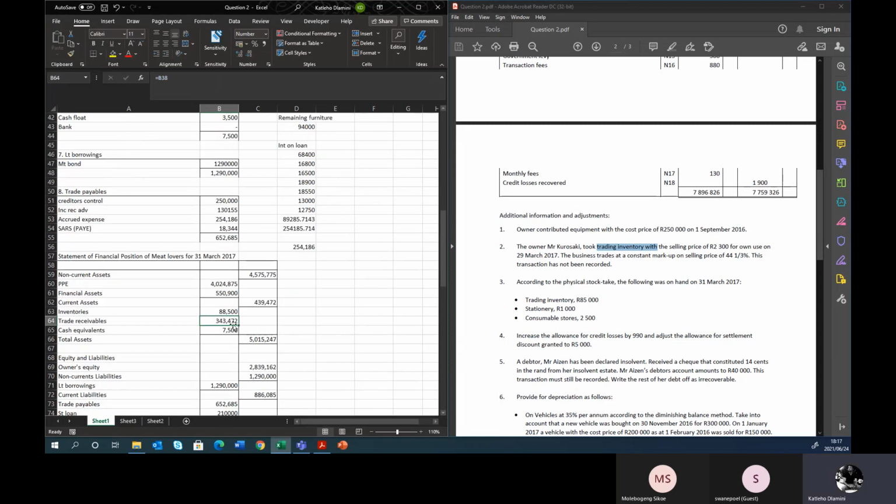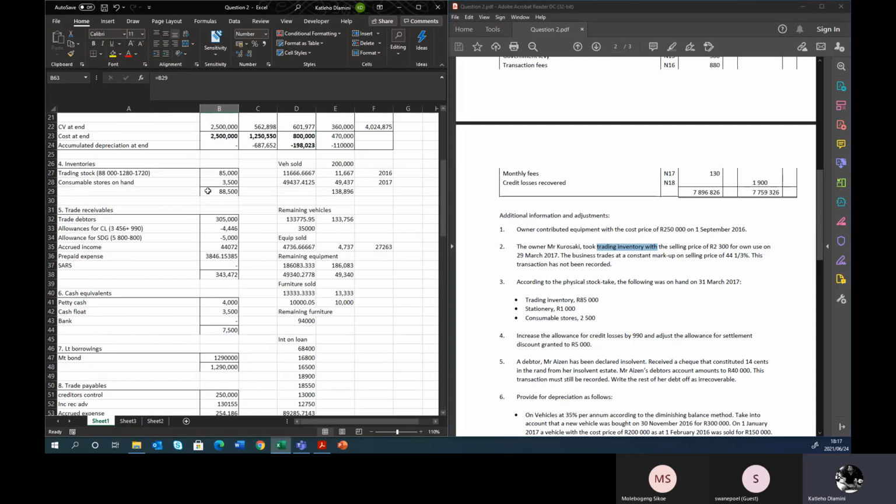Is this a different one now? B29 would be over here. Oh, okay, my bad. And the last thing, sorry about that, is the consumable stores that I have to add over here. I forgot about that. And the stationery. So 2.5 plus 1,000 will give us 3,500 Rand. We get our total.